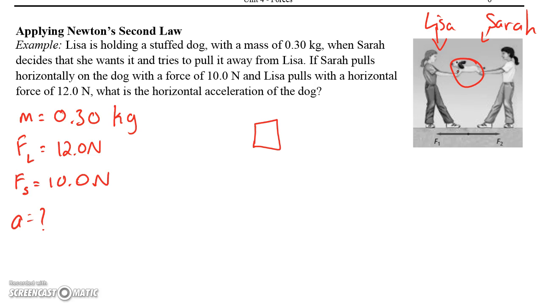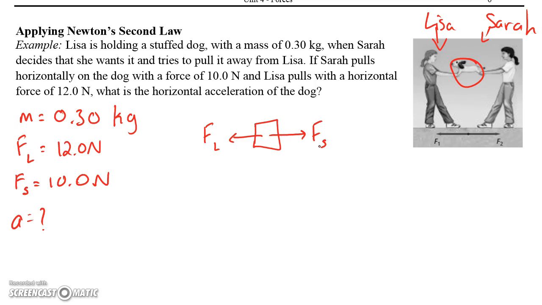So if Lisa's on the left, she's pulling this way. So that's the force of Lisa. And then we've got Sarah pulling on the other side, force of Sarah. Those are the only forces that we're going to put into our diagram. Now, we don't know which way is going to be which, so we're just going to stick with our normal positive, negative system, right positive, left negative. We want the acceleration.